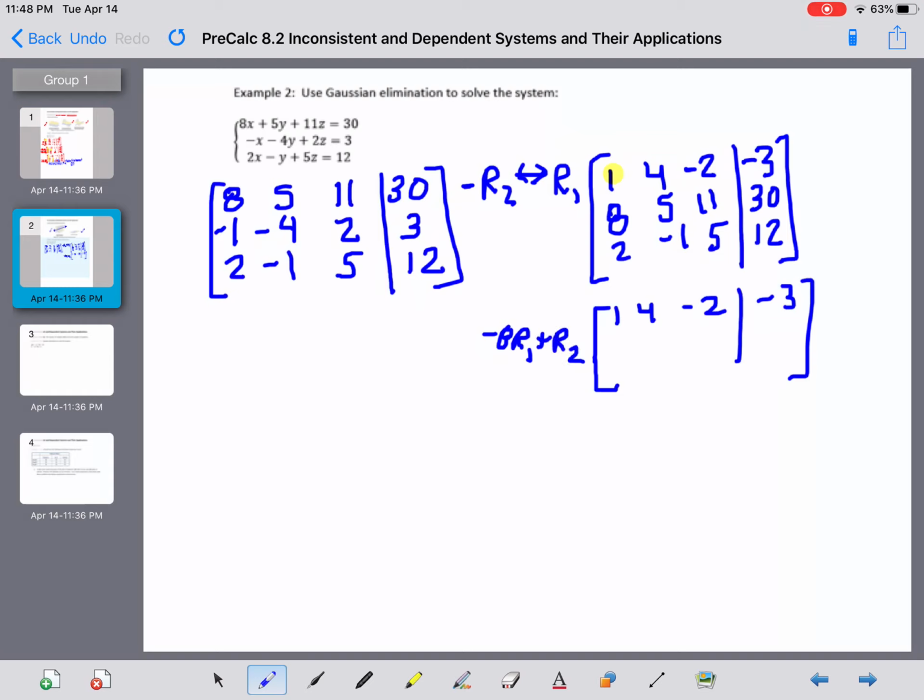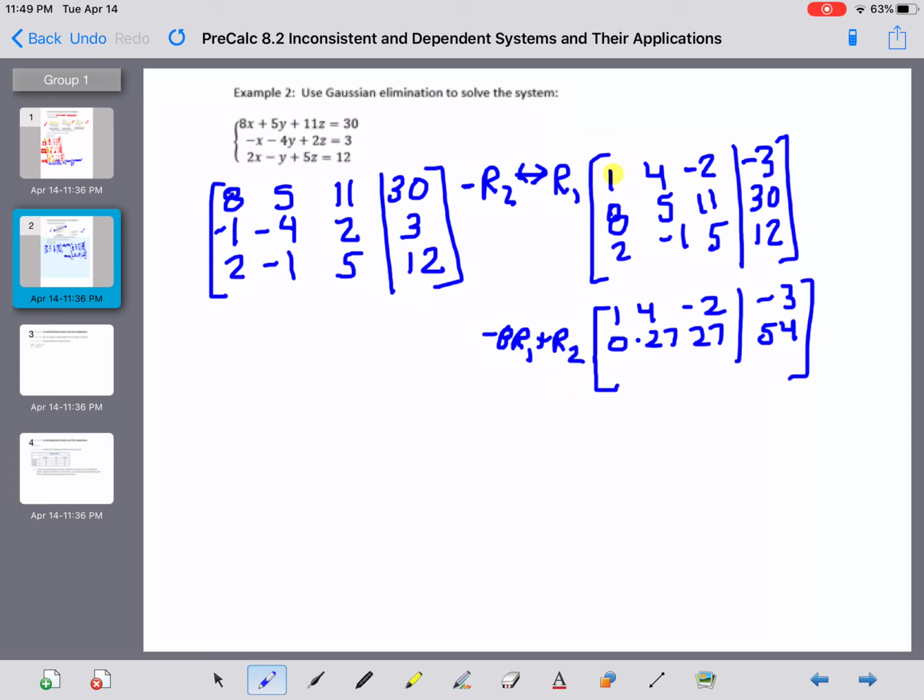So 1 times -8 is -8 plus the 8 underneath it is 0. 4 times -8 is -32 plus 5 is -27. -8 times -2 is +16 plus 11 makes 27. And -8 times -3 is +24 plus 30 makes 54. Big numbers here.